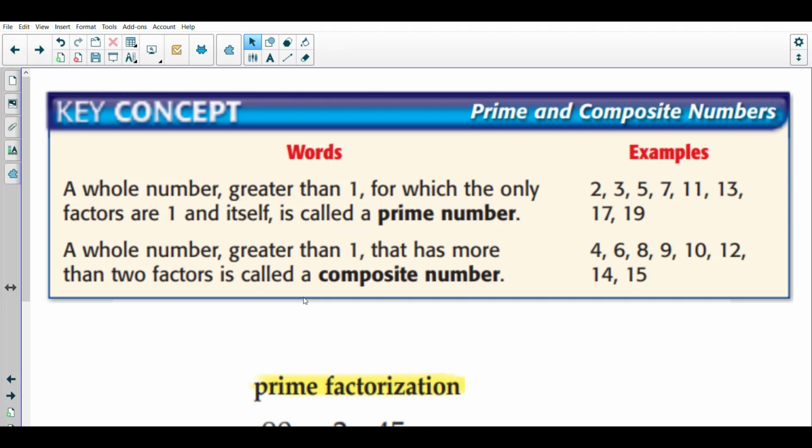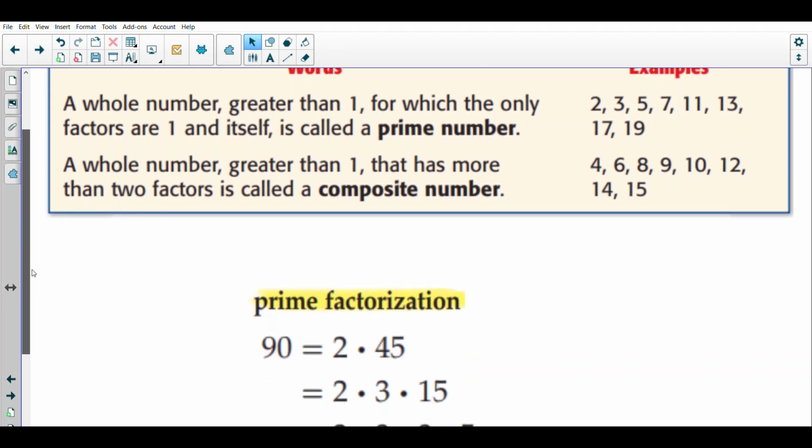A whole number greater than 1 that has more than 2 factors is called a composite number. So 4, 6, 8, 9, 10, 12, 14, 15, and those are all composite numbers. So we're going to talk about prime factorization, and this can be broken down for variables also. But first we're going to look at numbers.